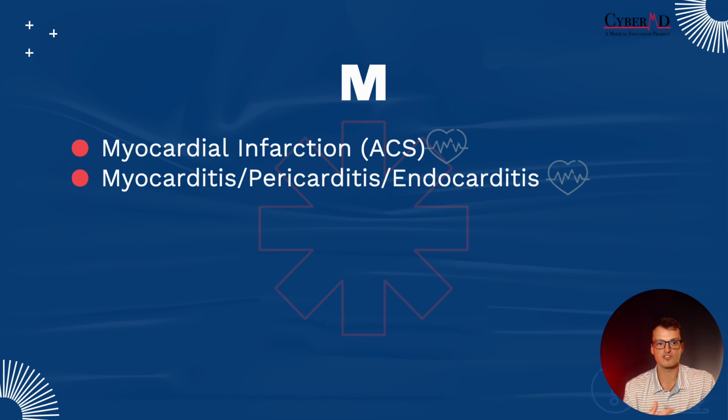You're typically going to get your CBC and CMP as well. Make sure they're not anemic. Make sure there's no severe electrolyte abnormalities causing their chest pain or putting them at risk for an arrhythmia.